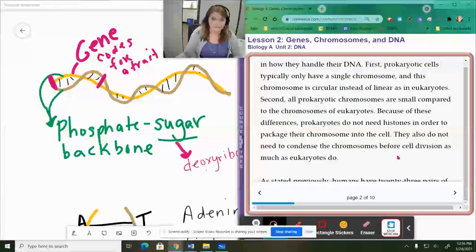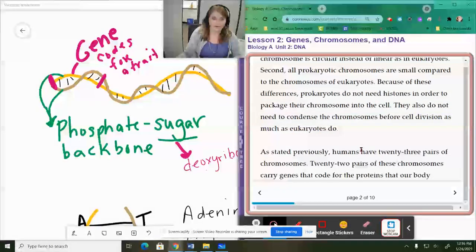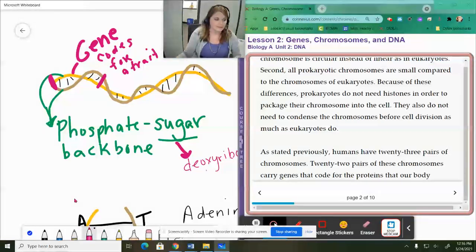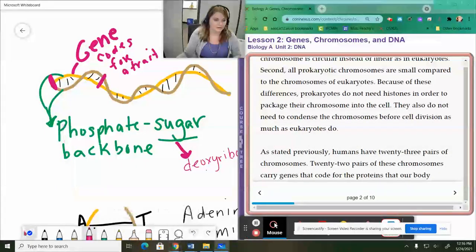Prokaryotes do not need histones in order to package their chromosomes into the cell. They also do not need to condense the chromosomes before cell division, as most eukaryotes do. And that's important, again, because they don't have to package their DNA into the nucleus, because prokaryotes don't have nuclei.